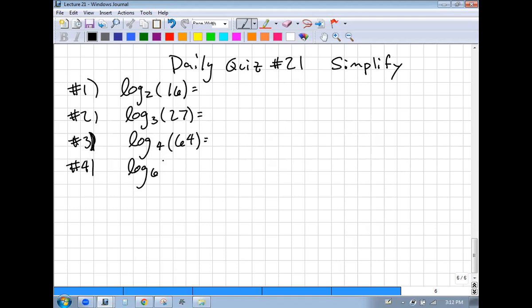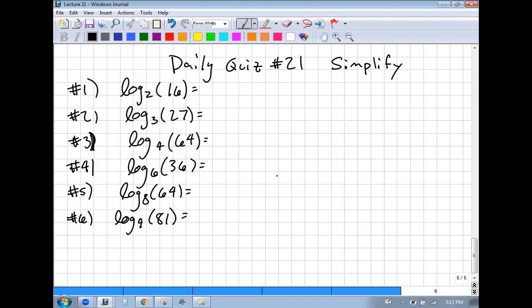Log base 6 of 36. Log base 8 of 64. Log base 9 of 81. Put some over here. 7.